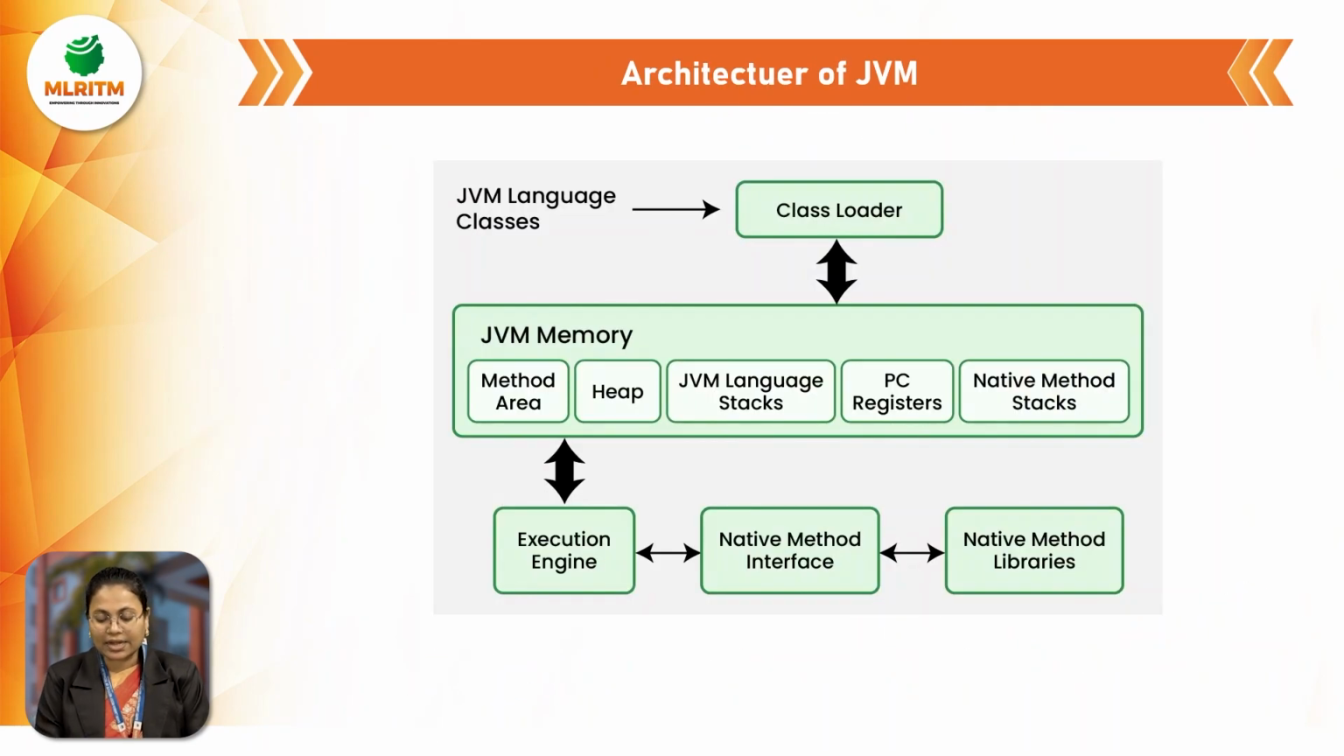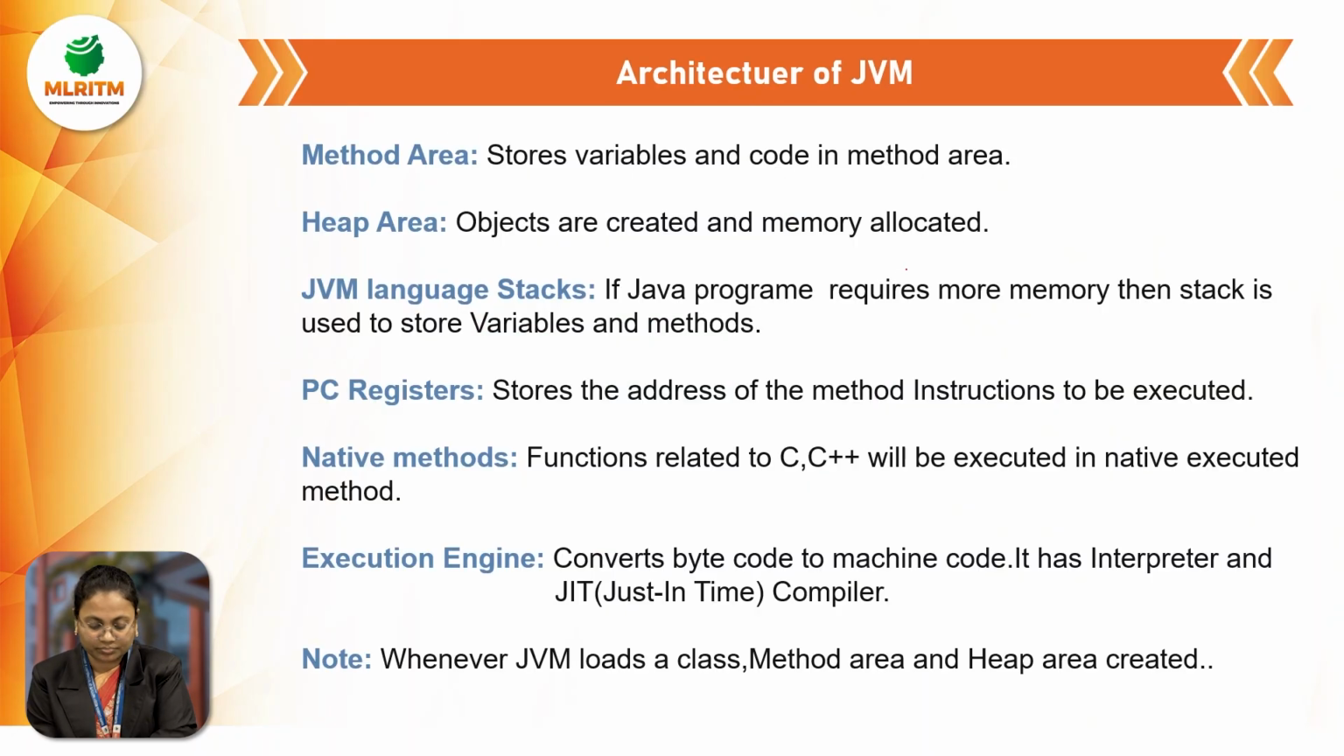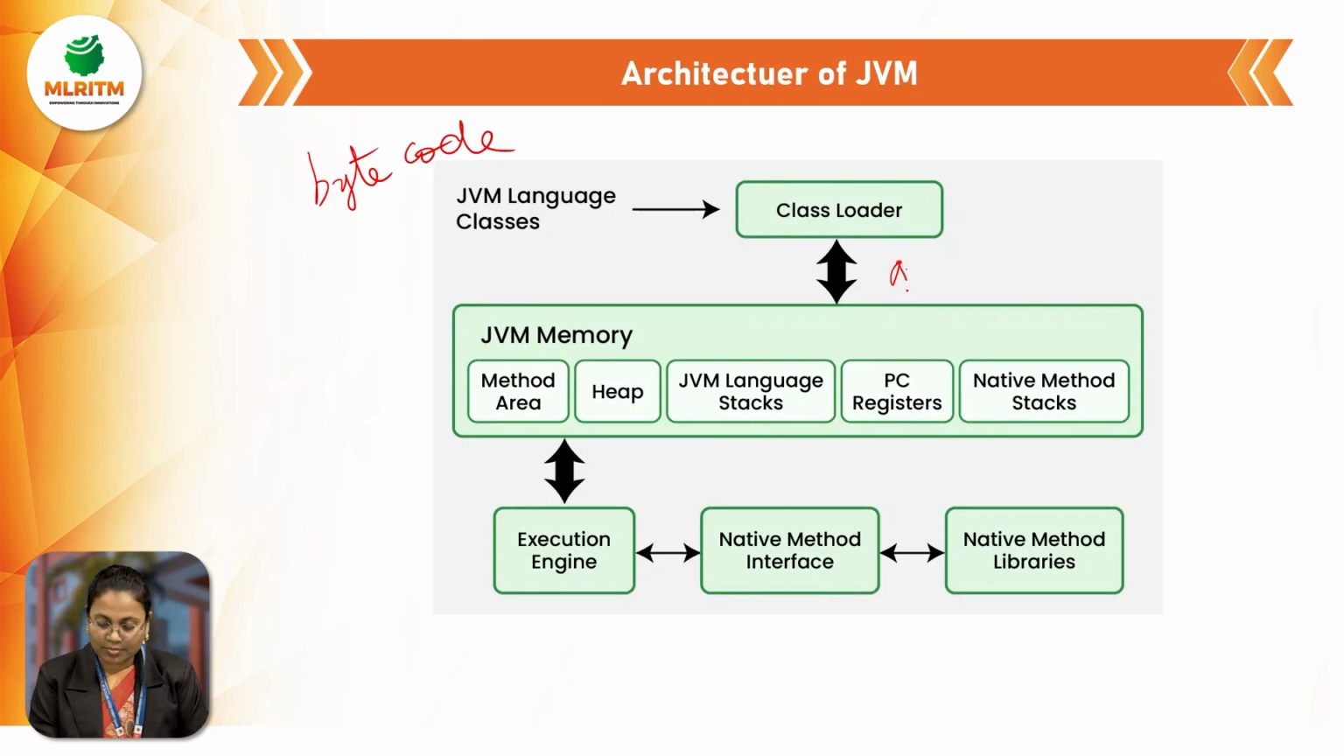Next, if you see the detailed picture of the JVM, inside the JVM we have class loader, JVM memory and some execution engines. Once we create the Java program and generate the bytecode, this bytecode will be loaded by the class loader. For example, my program is a.java. After compilation, it generates an a.class file. This a.class file will be given to the JVM for execution.